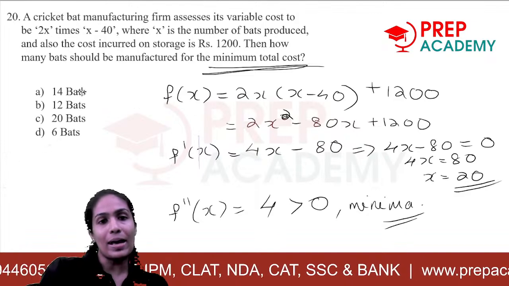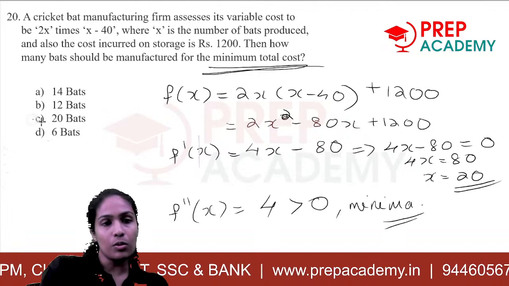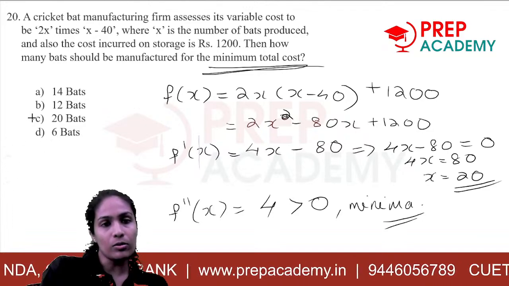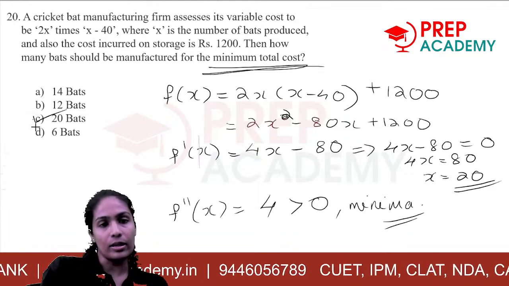So then how many bats? You have to find the value of x. So the value of x is 20. To get the minimum total cost, you have to manufacture 20 bats. So the correct option is option C.